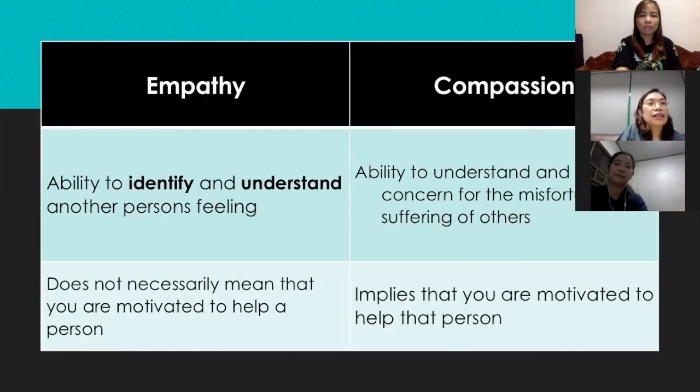Okay, the last slide would just differentiate clearly that empathy is identifying and understanding another person's feeling without motivation to help the person, while compassion is understanding and showing concern with associated action in helping that person.